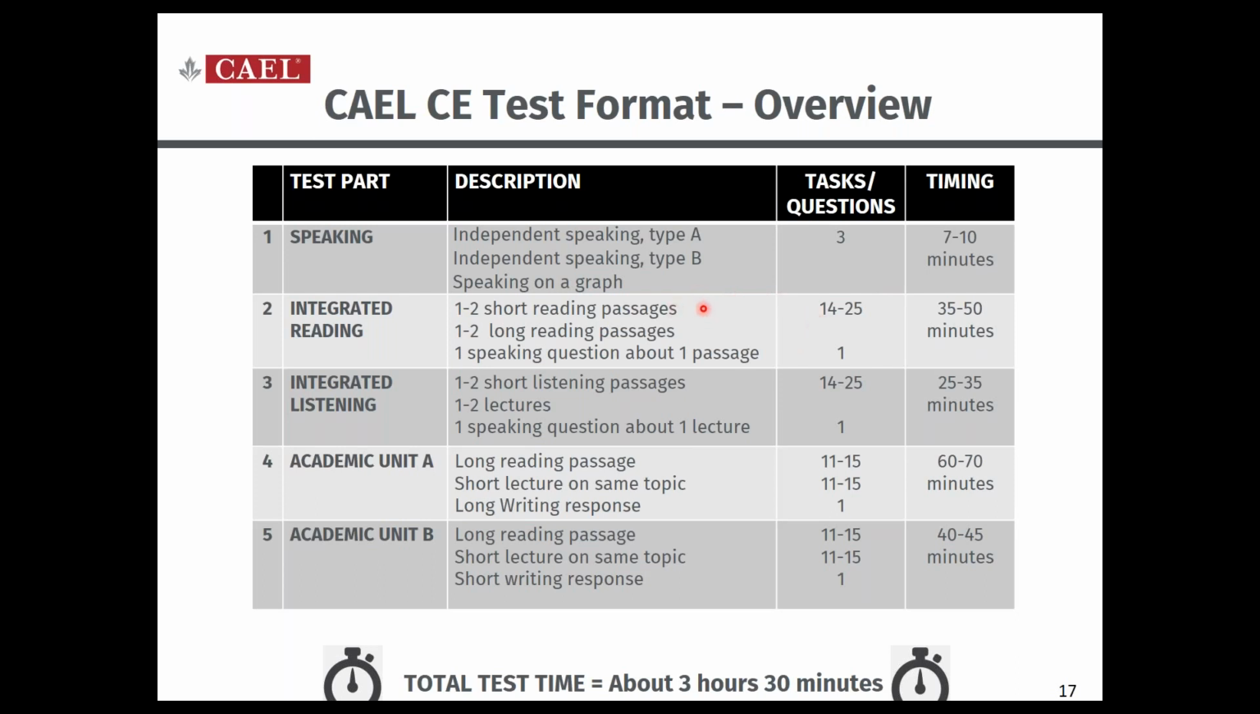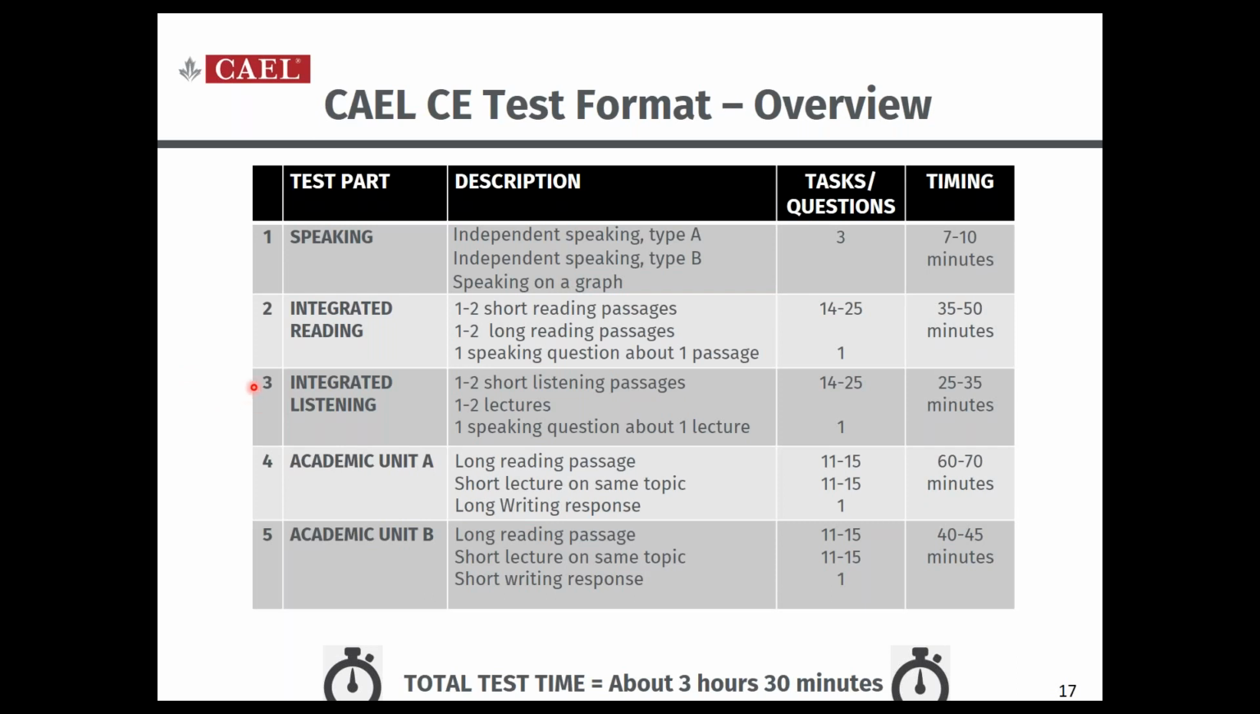Usually for the short reading passage, it's about 3 questions. For the long one, it's about 11. So you're going to have at least 14 and possibly as many as 25 questions if you have another one of either of these. Now, your total time, including all of the readings, the questions, and your speaking task, will range from 35 to 50 minutes for part 2.